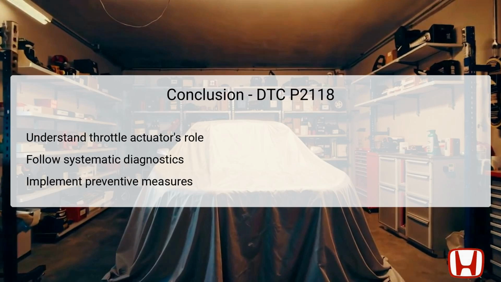In conclusion, DTC P2118 signals a critical malfunction in the throttle actuator's performance and current range within the Honda Civic models 2006 to 2011. Understanding the role of the throttle actuator, the ECM, and the connections between these components is essential in diagnosing and resolving this error effectively. Following a systematic diagnostic process provides a clear pathway to identifying issues, whether they stem from electrical connection problems or faults within the throttle actuator itself.